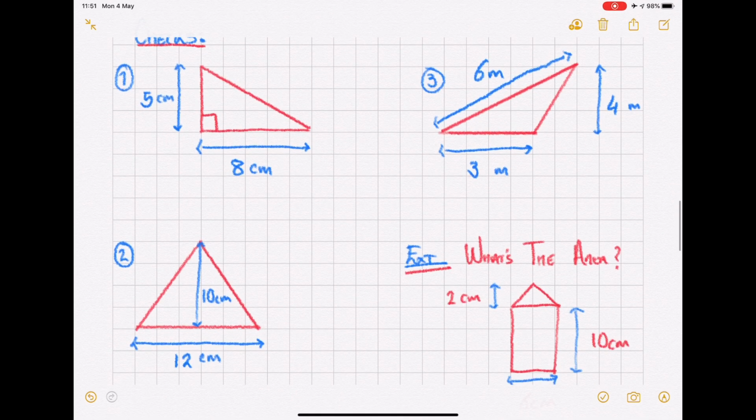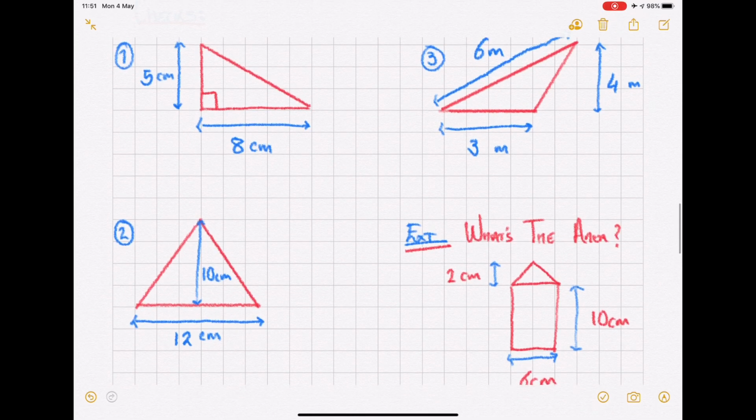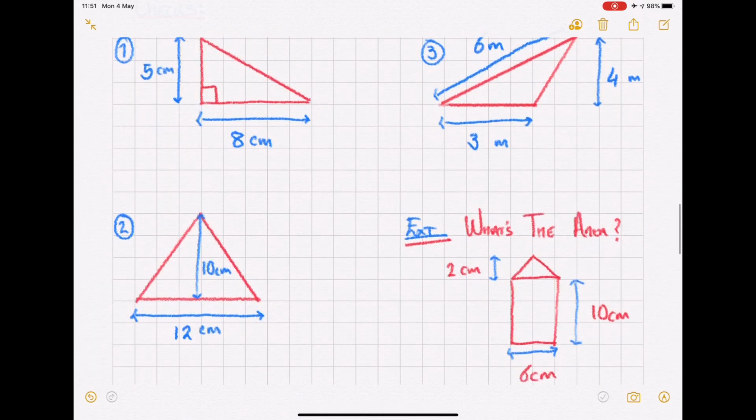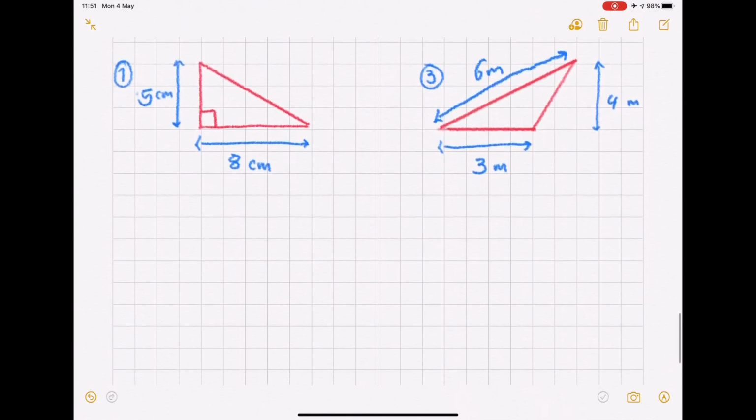Okay, so what I've got down here is 3 checks for you to do and 1 extension. So pause the video here, have a go at those 3 checks, and they follow a very similar format to the first 3 questions we've done. And then if you're feeling up for it, have a go at that extension question. Then play the video once you're done.